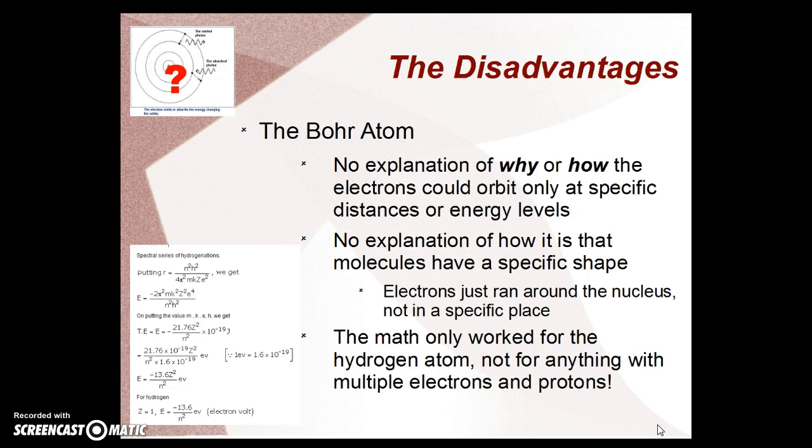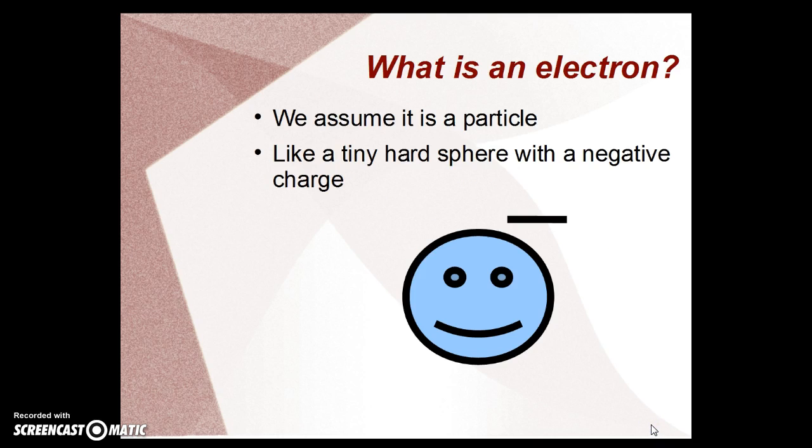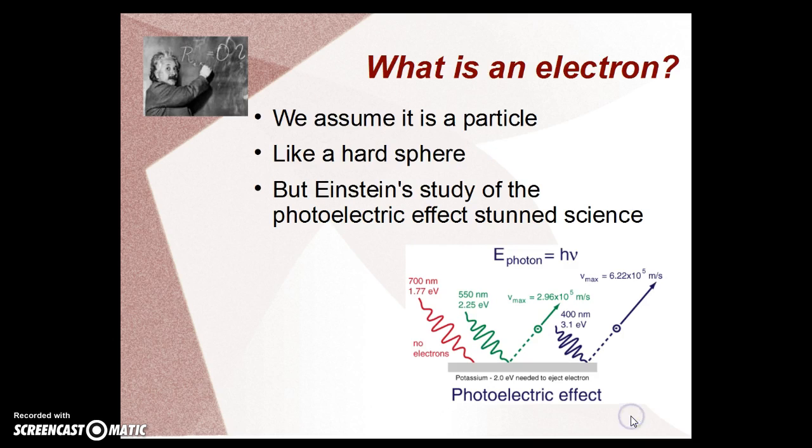Furthermore, the Bohr atom's math only worked for single electron systems, not for anything with multiple electrons. And so the Bohr atom, although an advance, was not the final answer. Well, that leads us to ask, what is an electron? Now, we assume that it's like a little BB, a tiny hard sphere with a negative charge.